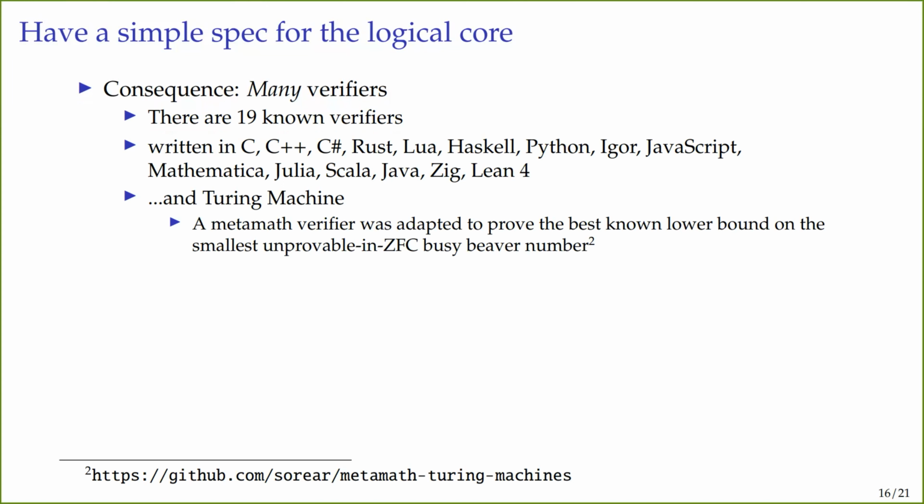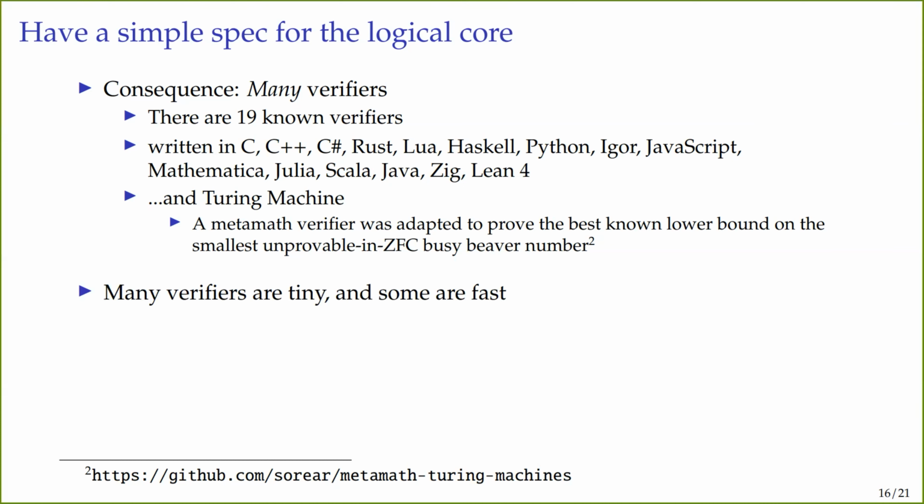So a Metamath verifier was actually used to improve on the best bound for the smallest unprovable in ZFC busy beaver number. So the idea here is that we're going to construct a Turing machine which enumerates proofs in ZFC, and when it finds false, then it will halt. So you can't prove that this thing halts in ZFC. So if you want to prove how small we can make this busy beaver number, well, we need something that enumerates proofs, and it turns out that Metamath is just the thing.